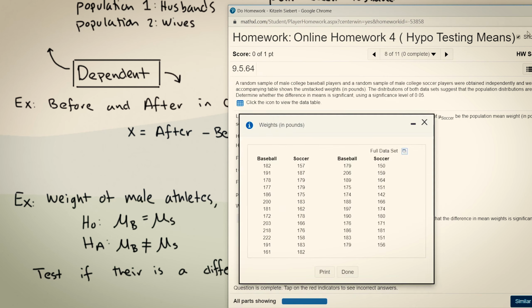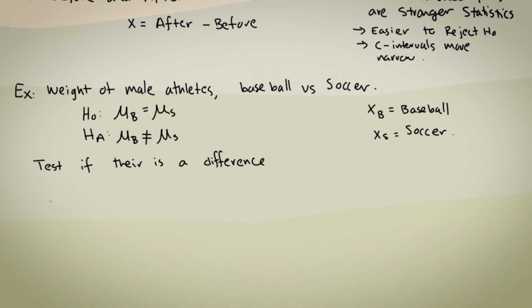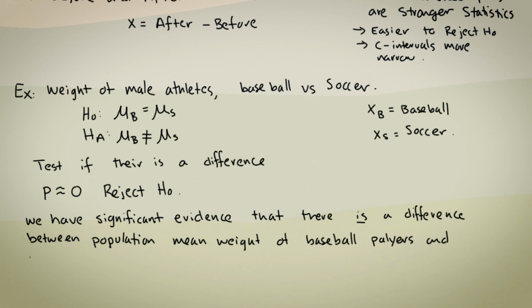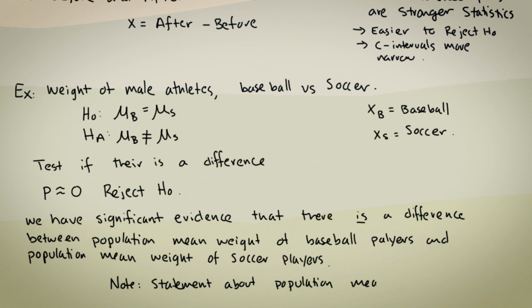I just want to make sure that everyone understands that our interpretations are about population means. We're not really making a statement about a single individual baseball player or a single individual soccer player. We're making a statement about the average of all baseball players and the average of all soccer players. So it's still possible to have a baseball player and a soccer player that are similar in weight.